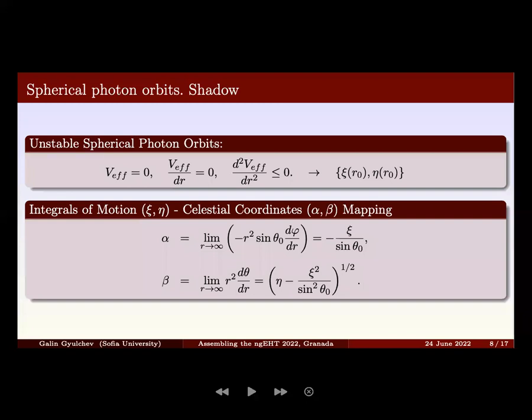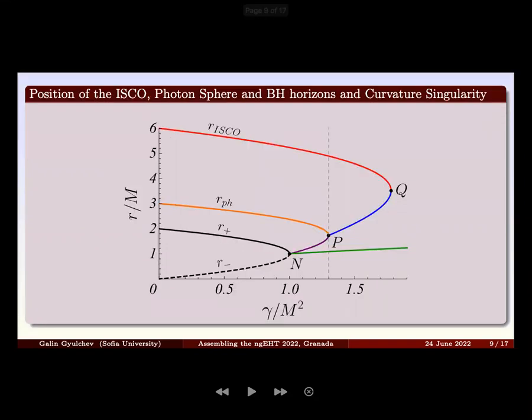Carter's constant of motion. So because of this, if we calculate the asymptotic behavior of these quantities, which are substituted in the equation, we find these two observables, alpha and beta, which again are integrals of motion, but now they look like the polar coordinates of the images over the observer sky.